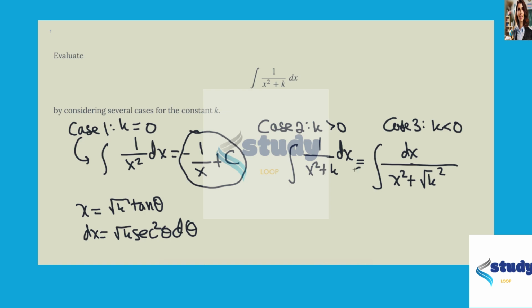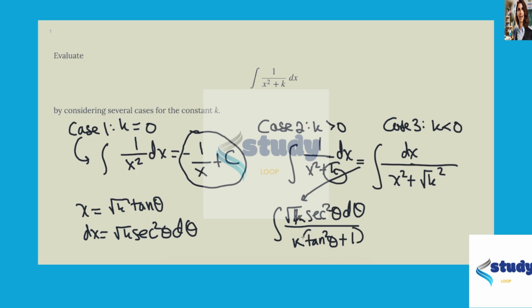And then this integral can be written as radical k secant squared. There's a k over here. And then on bottom, when we square x, we get k times tangent squared, and then plus this k here. So let me go ahead and factor out that k. And then we use the fact that tan squared plus 1 is equal to secant squared.